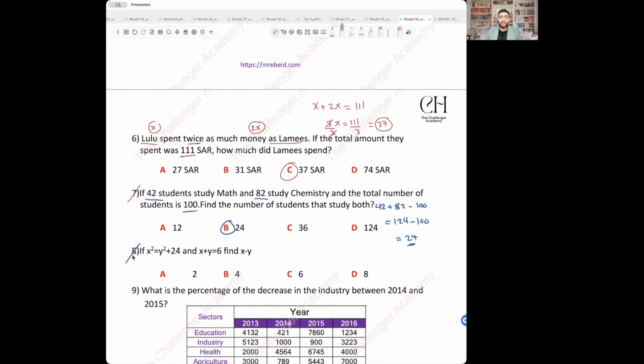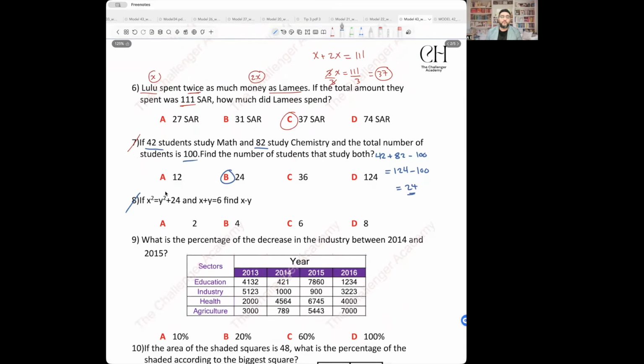For question 8, if x squared equals y squared plus 24, and we have x plus y equals 6, find the value of x minus y. At the beginning, you will move y squared from the right-hand side to the left-hand side with a different sign. So it's x squared minus y squared equals 24.